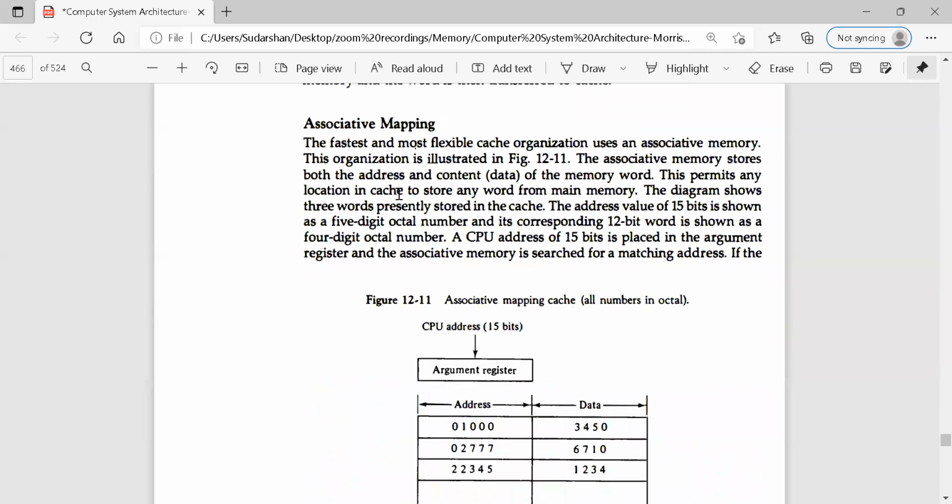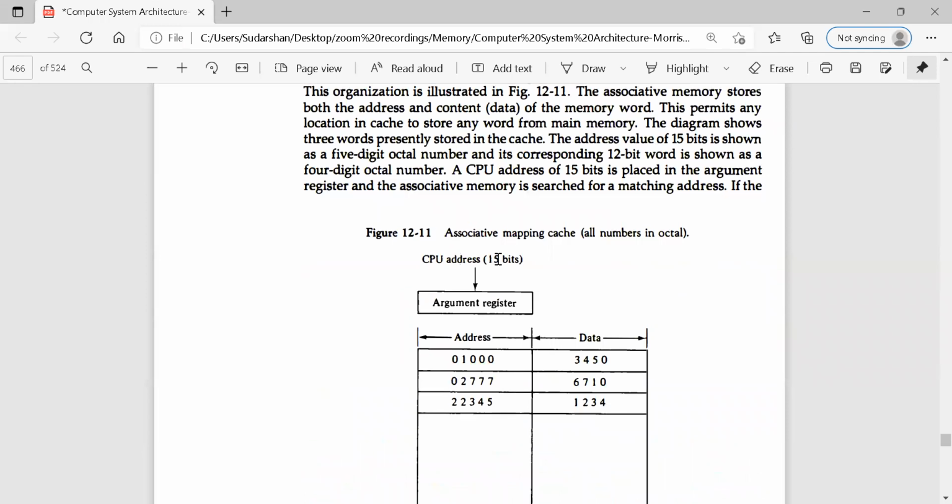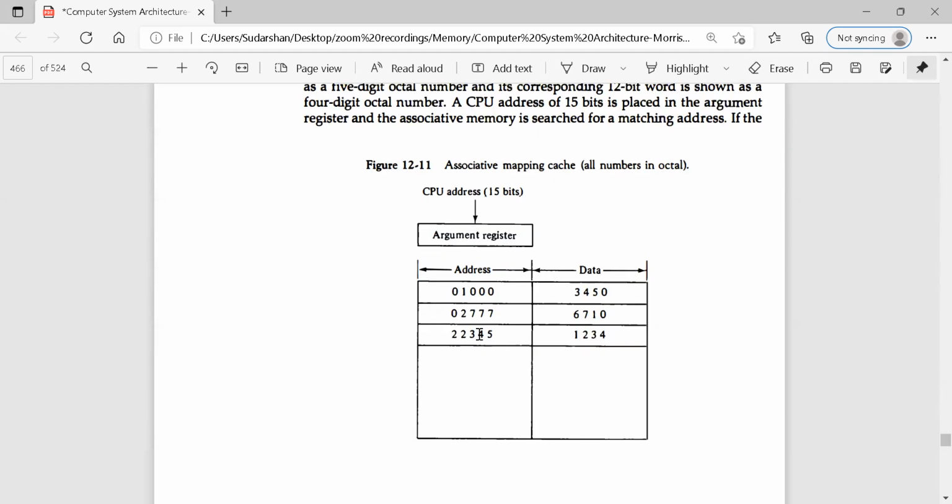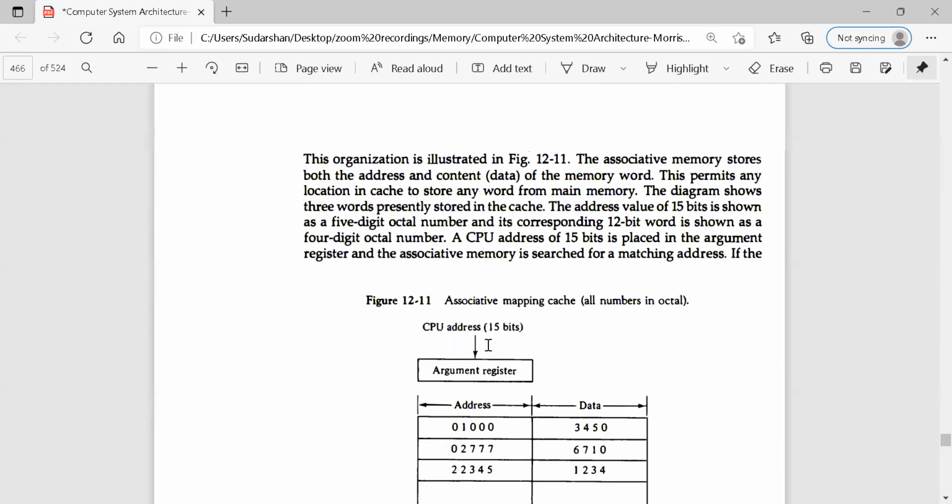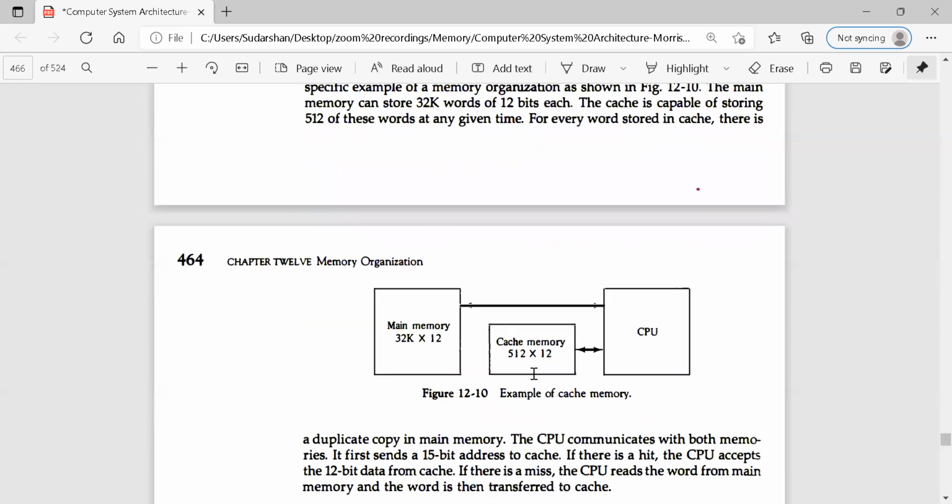Let us go in for associative mapping. The CPU address is 15 bits long because we consider a memory of 32,000 words, 32K, and each and every location has 12 bits. And this is stored in a register called the argument register. So you can recall content addressable memory. The content to be searched is placed in the argument register. And what are we going to do in cache memory? We have a cache location. Each cache location gives 12 data bits as output.